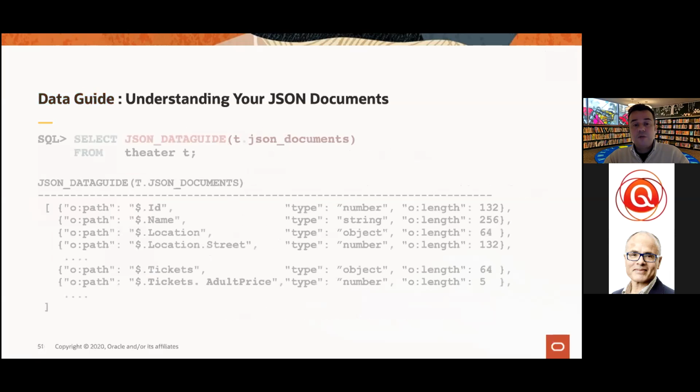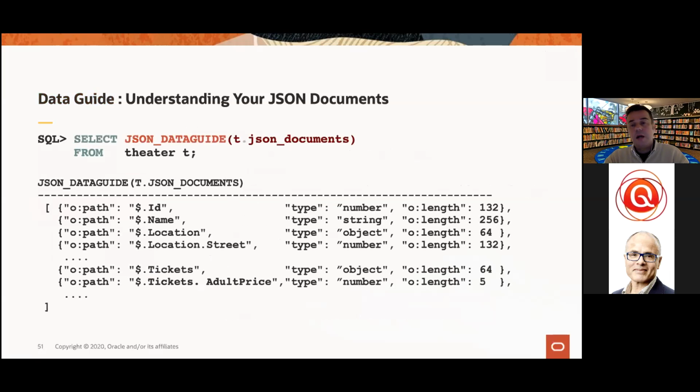Let's see how it works in practice. Well, I said I'm not going to go too much into the technical details, but I just need to give you a very simple example. So once you run a JSON data guide on top of a table, a collection of documents, this is what you're going to receive. You're going to receive complete information about all the fields, their size, their data type, and their location inside the document collection.